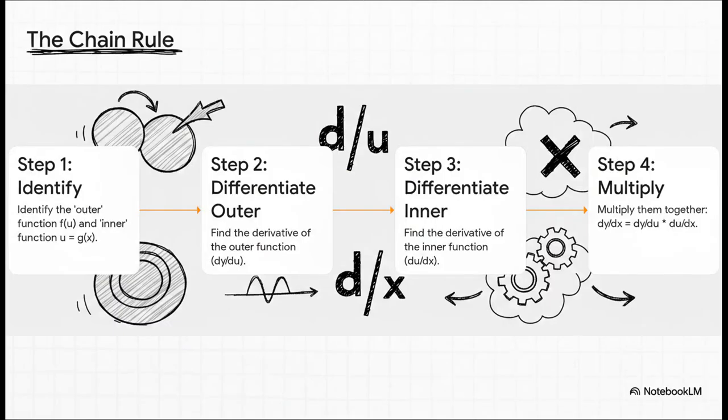So how does this tool actually work? Honestly, it's best to think of it like a simple 4-step recipe. First, you just gotta spot your outer and inner functions. Step 2, you take the derivative of the outer function, kind of ignoring what's on the inside for just a second. Then you find the derivative of that inner function. And for the grand finale, you just multiply those two results together. That's it. That's the whole secret. It's the derivative of the outside times the derivative of the inside.